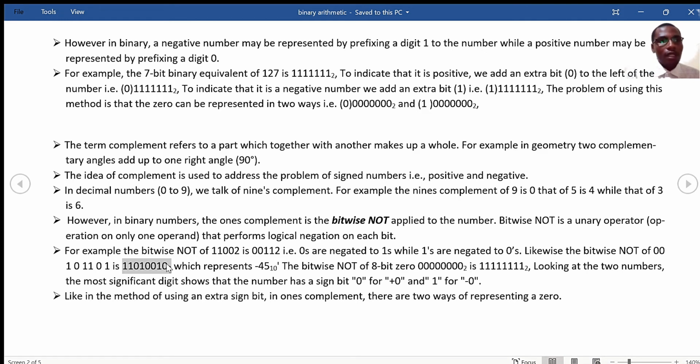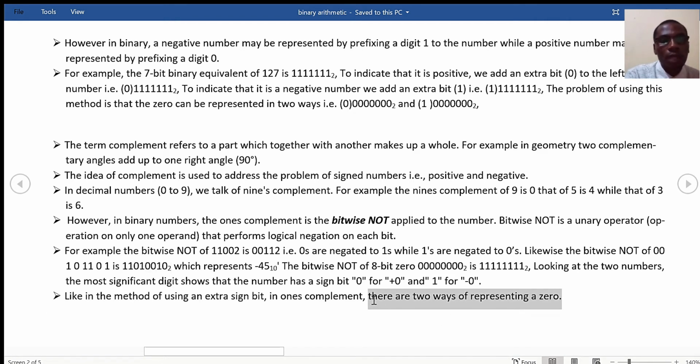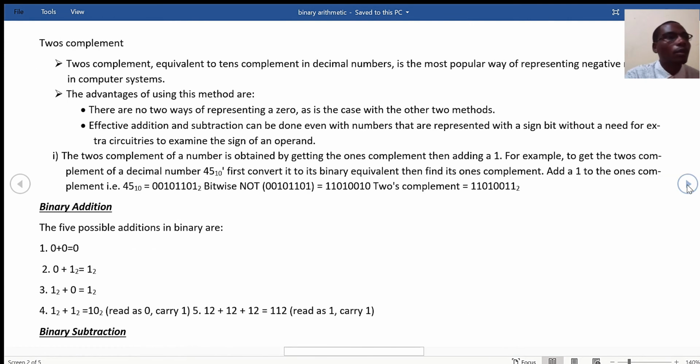It still bears the same problem of representing a zero, because when you want to represent zero, it can be represented in two ways. In this one's complement, you can represent zero in two ways. So that also remains to be a problem.